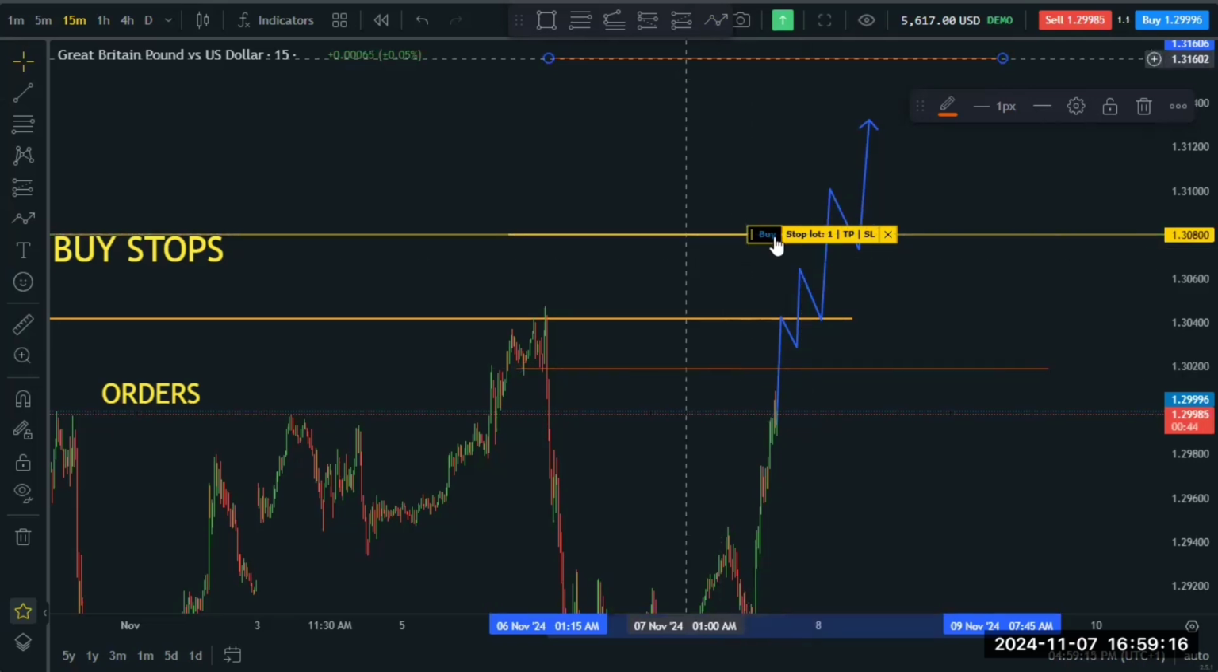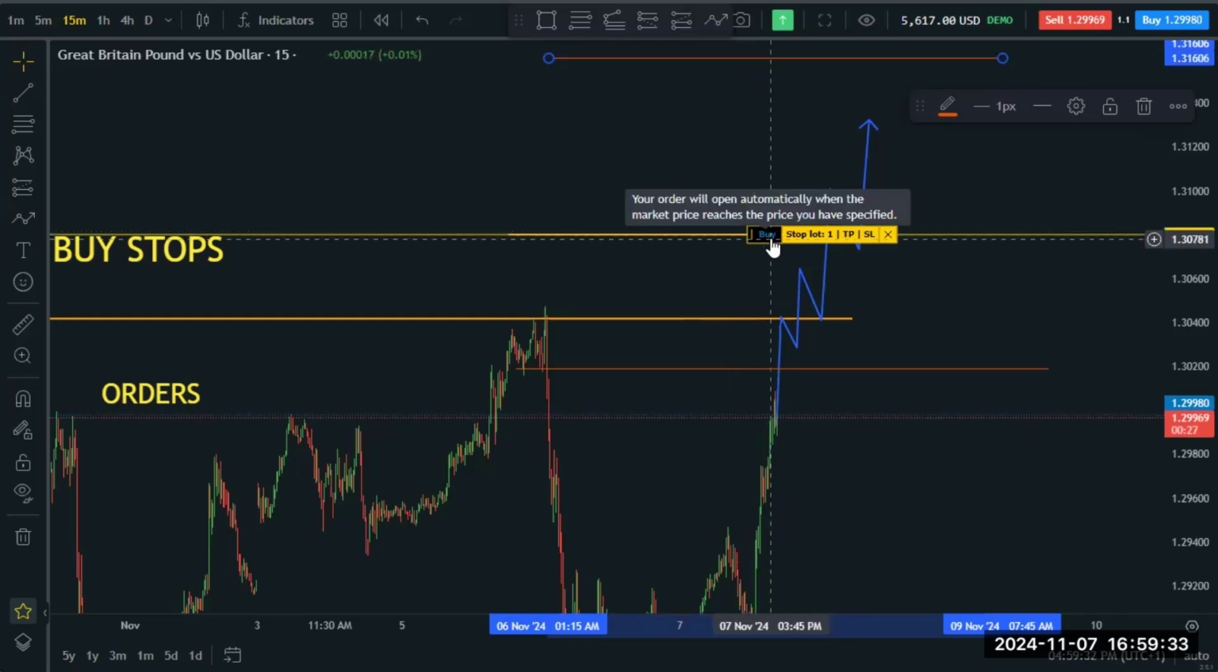So whether you are sleeping when this thing happens and price moves and goes up in your favor and reaches this level of take profit, it will give you the profit in your account. You will wake up, you see that money has been added to your account without you even doing anything. You simply executed it at a specific point. Okay, you see, your order will open automatically when the market price reaches the price you have specified.